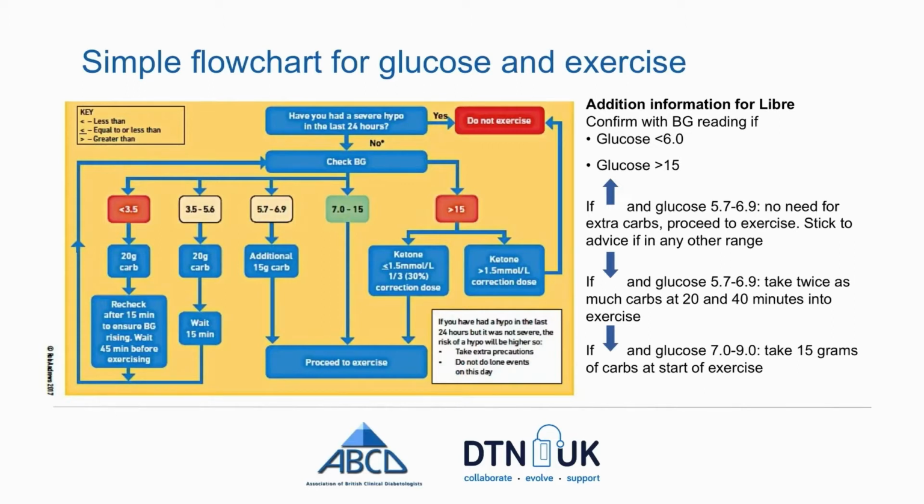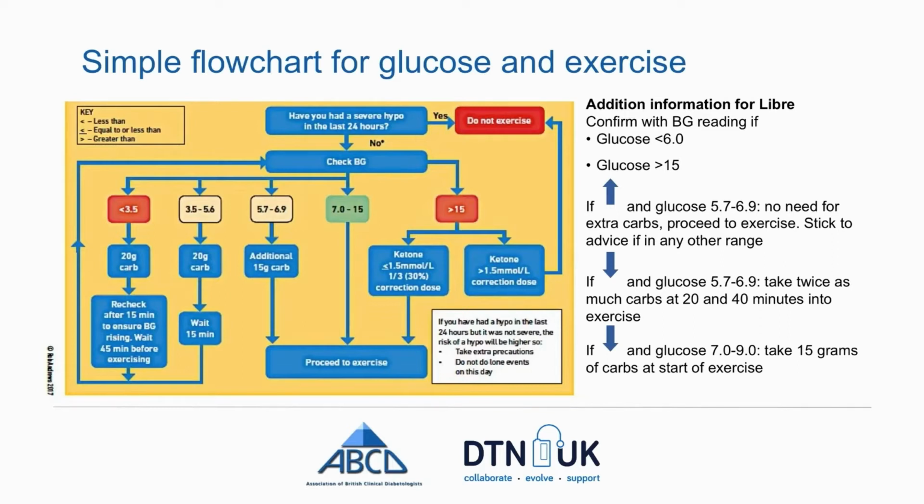This algorithm is used on our course that we teach patients, and we've just changed it slightly to add the information from the Libre. So what you can see is it tells you, when you check your blood sugar, you look up within the box as to what you should do. So if your glucose is between 5.7 to 6.9, then you would take 15 grams of carbohydrate before starting to exercise. Then shown on the right of the slide is additional information that you would get from the Libre and how you would interpret this flow sheet.